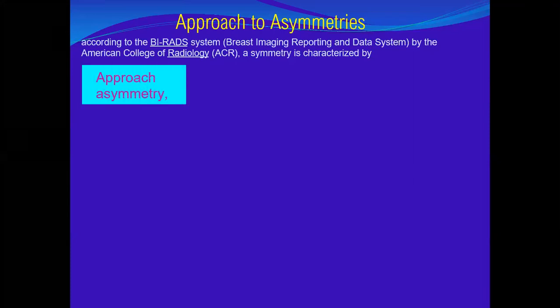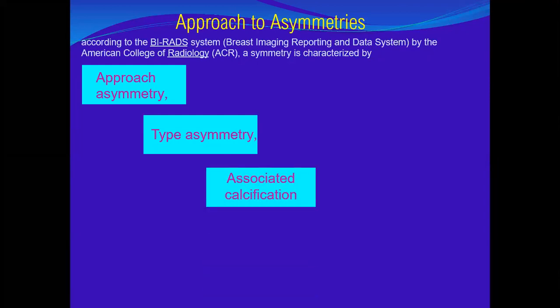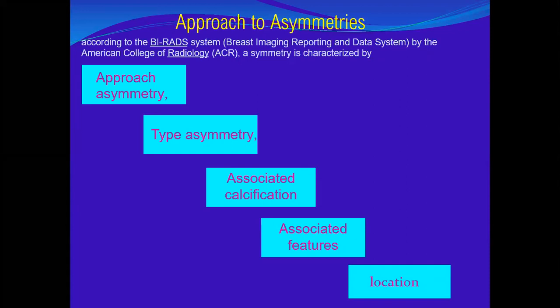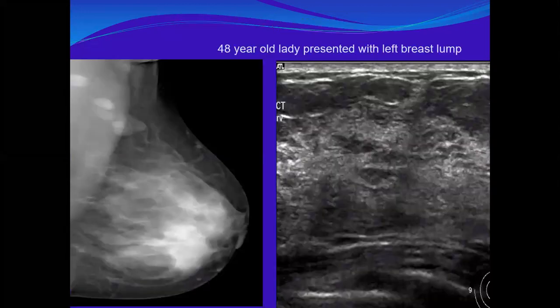So how to approach it? First, we would like to define whether there is asymmetry or something else, or there is no asymmetry. First of all, define there is asymmetry in this mammography, then what type of asymmetry it is, as you describe it. Is it asymmetry? Is it focal? Is it developing? Is it global? Any associated calcifications, any associated other features, and the location of the asymmetry. This is the descriptor regarding the asymmetry.